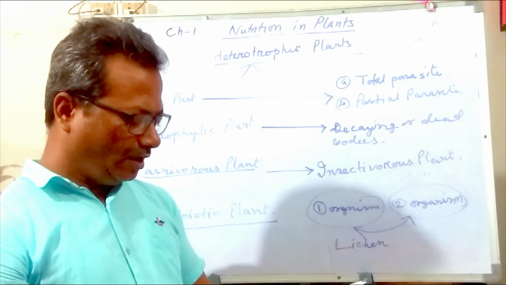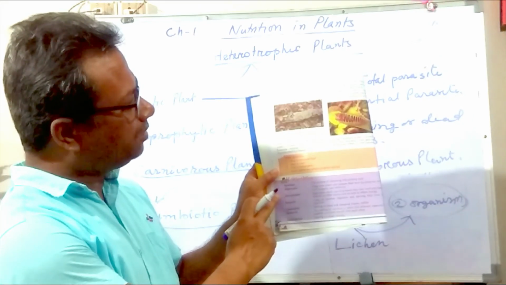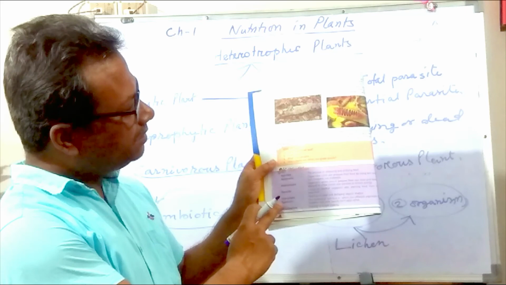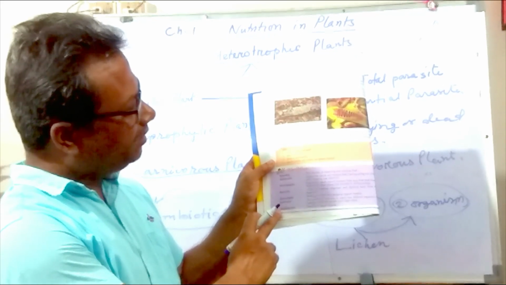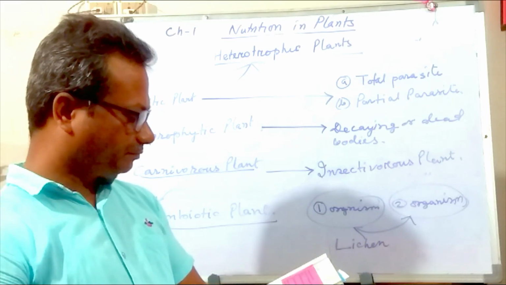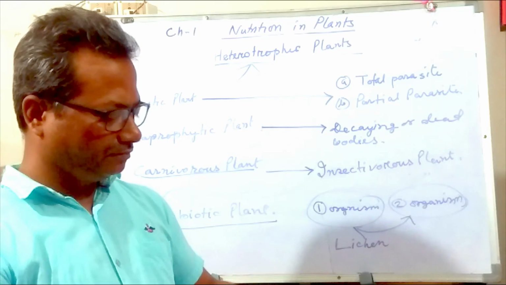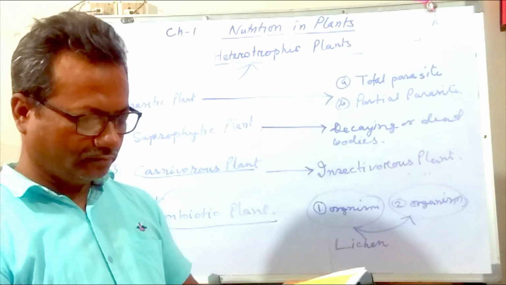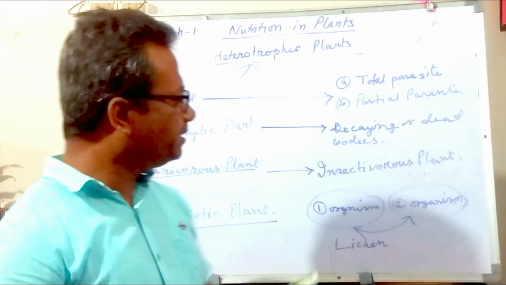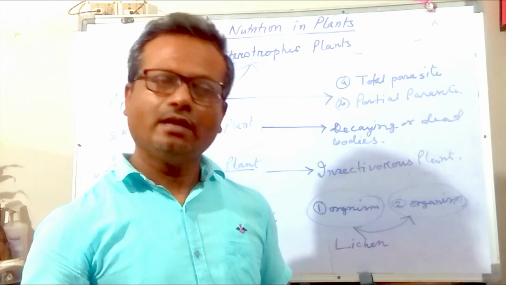Some very important terminology is given in your book: nutrition, autotrophs, heterotrophs, parasitic, symbiotic, saprophytic, insectivorous. These terms you can read from this page. So for today, this is enough. Next day, we'll take another lesson.